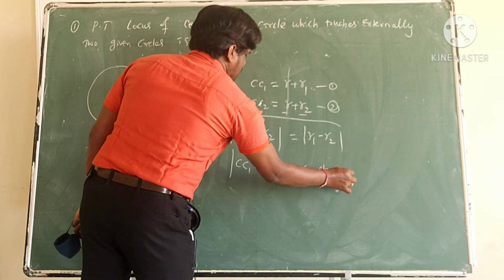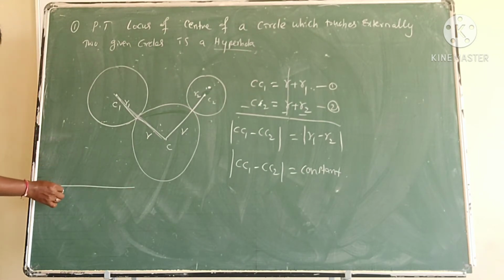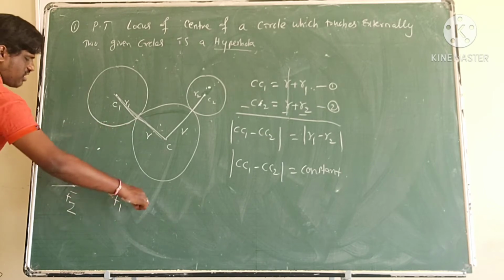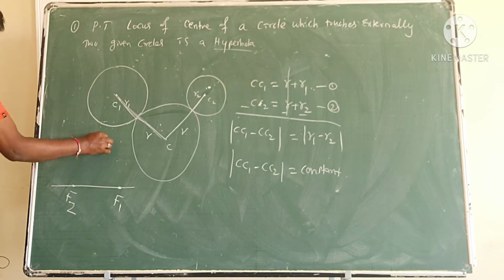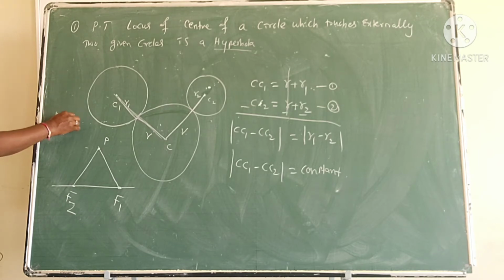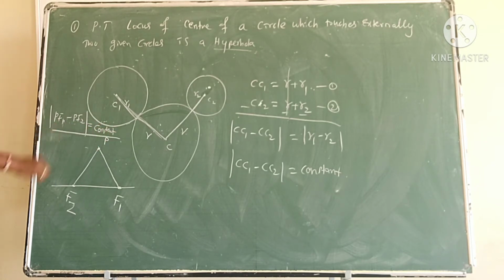So yesterday I gave you a definition. What is the definition I gave? If you have two fixed points F1 and F2, and there is a movable point P, the locus of the point P such that the magnitude of PF1 minus PF2 is a constant is called a hyperbola. Whether you subtract this from this or this from this, if you always get a constant, then we call that a hyperbola.